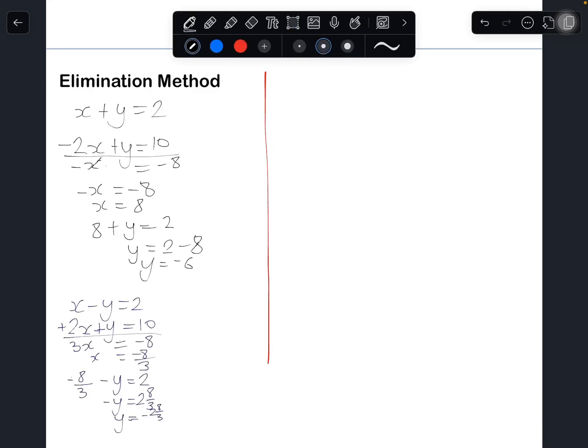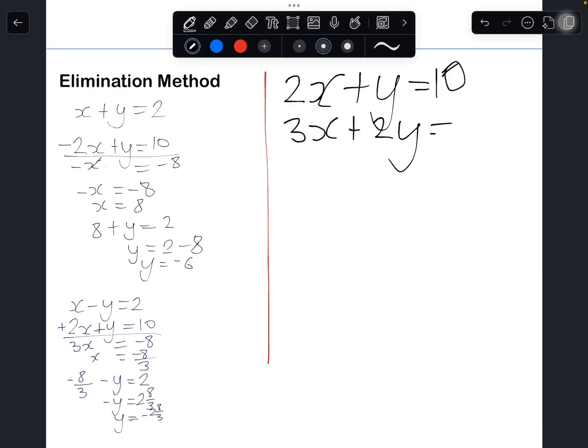We're now going to move on to our final type of question for the elimination method, the final type of question they can ask you. This is when you have variables that can't cancel out from adding or subtracting. So if I had, for example, 2x plus y equals 10, and then I had 3x plus 2y equals 30.